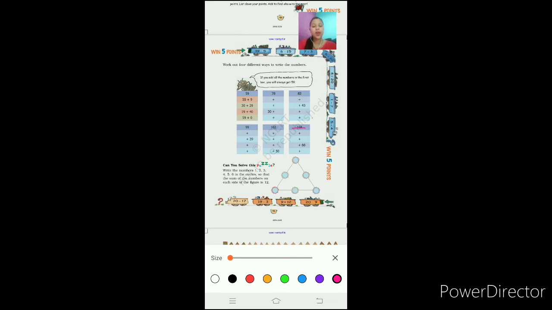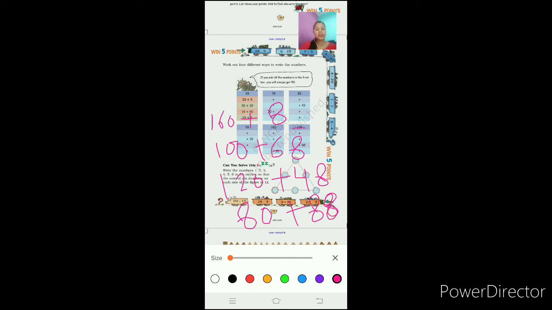168. So I can write it as 160 plus 8. Okay, I can write it like that also: 100 plus 68. Okay, I can write it like that also: 120 plus 48. Clear? 80 plus 88. 80 plus 88 is 168. Okay, and if you want to check your answer, just add these numbers.